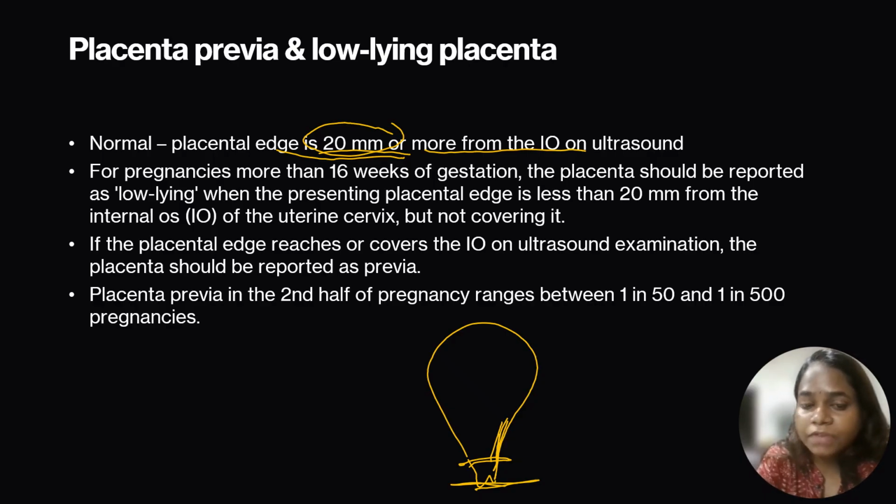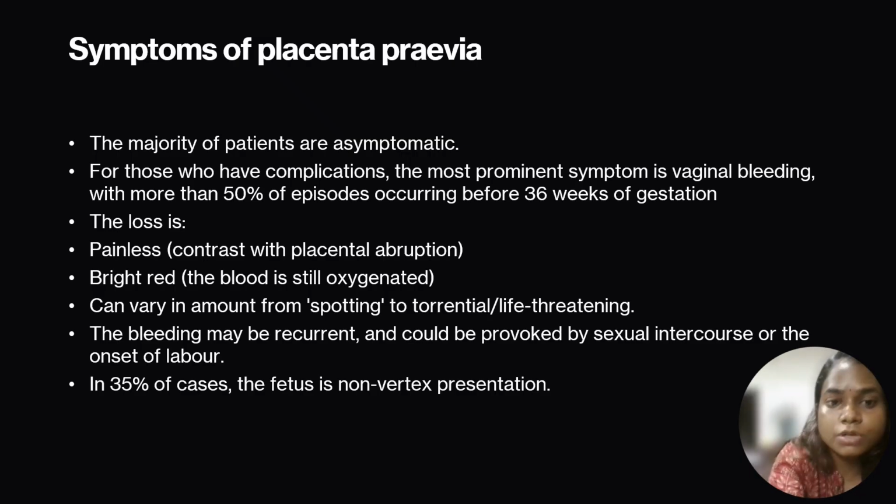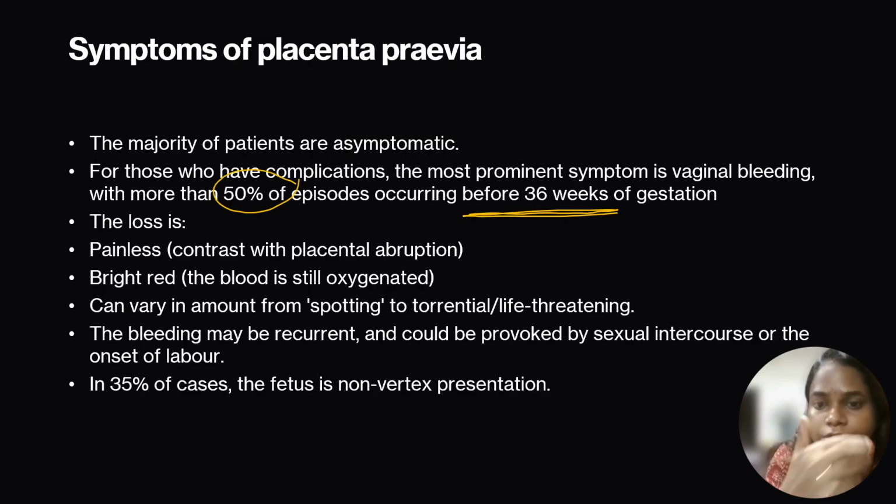Placenta previa in the second half of pregnancy generally ranges from 1 in 50 to 1 in 500 pregnancies. So what are the different symptoms of placenta previa? Most of the patients with placenta previa, where the placenta is covering the internal os, are asymptomatic. For those who have complications, the most prominent symptom is vaginal bleeding, with more than 50% of the episodes occurring before 30 weeks of gestation. 50% of the episodes occur before 36 weeks.